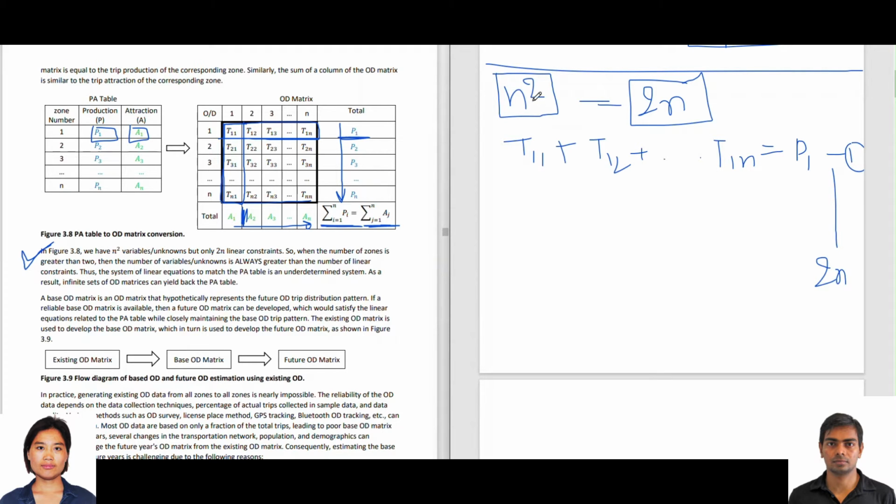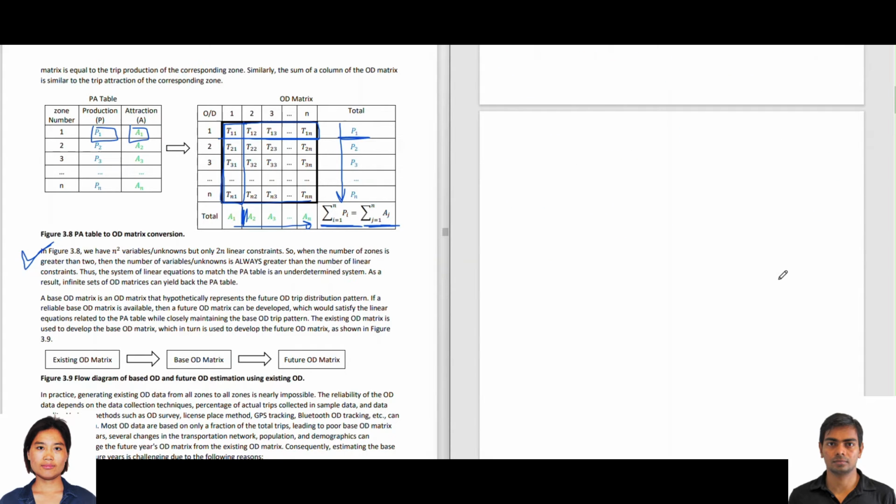Whenever we have more variables than equations, whenever n square is greater than 2n, this is true when we have more than two zones, which happens every time. Usually we have more than 1,000 zones. So whenever n is greater than 2, given that n is a positive number, we will have more variables than equations.